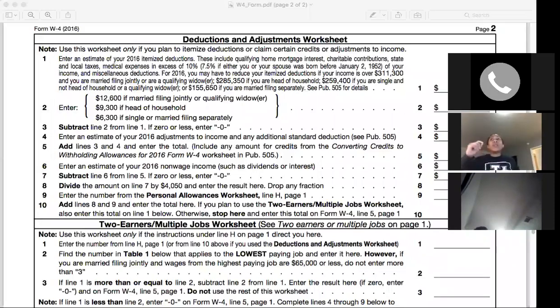Line 4 is where the money is. Line 4 says, enter an estimate of your 2016 adjustments to income and any additional standard deductions. Basically, what this means is, how much money do you think in the next year you're going to spend on your business? How much do you think it's going to cost you to operate your business? Remember, guys, a portion of your rent, a portion of your gas bill, your mileage in your car, your meals, your entertainment, cell phone bill, internet bill, all of these things are now deductions that you have because you have a home-based business. So I would tell every one of you on the line, everyone is going to spend at least $10,000 over the next 12 months for your business.